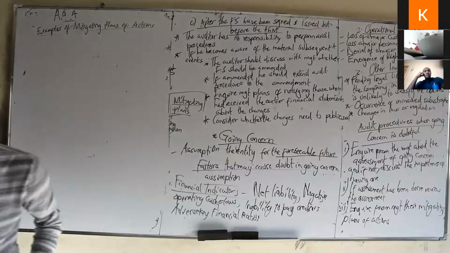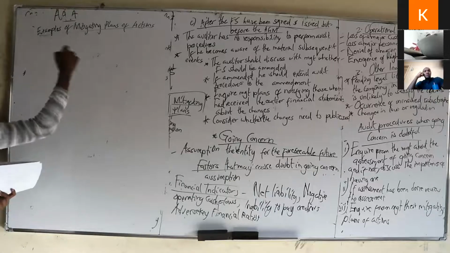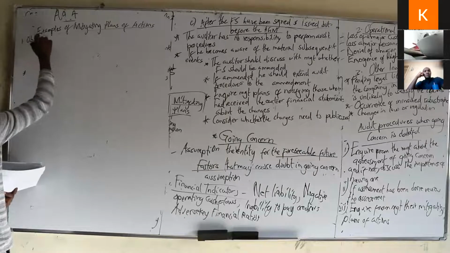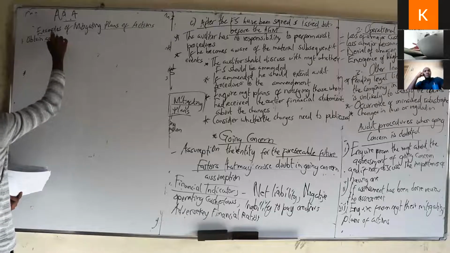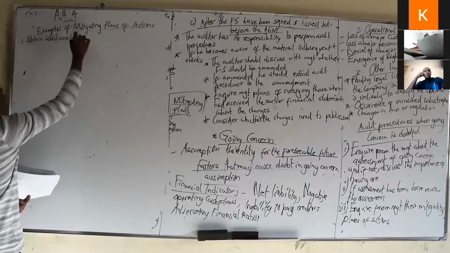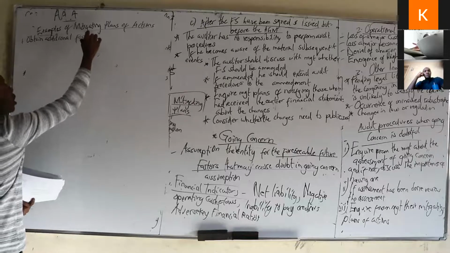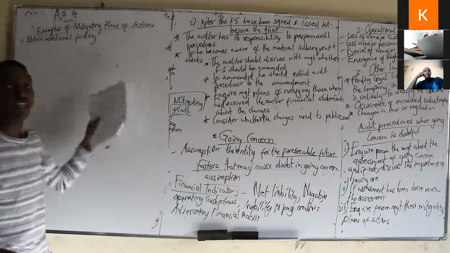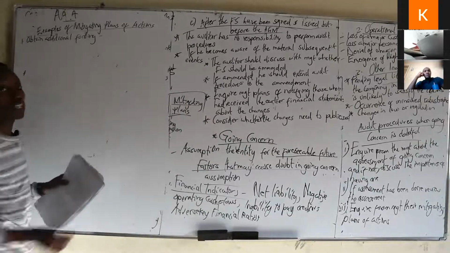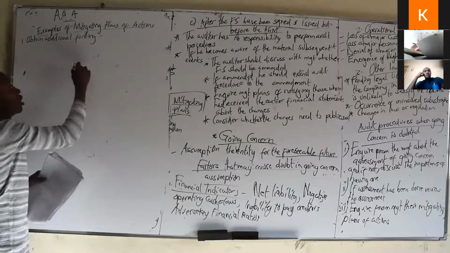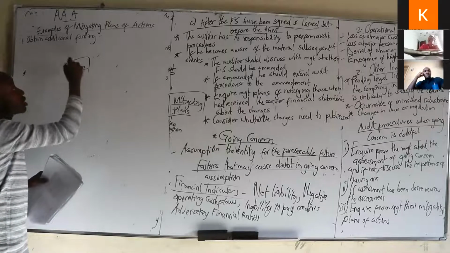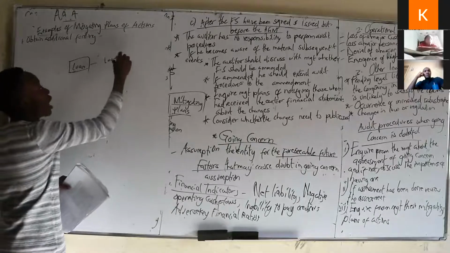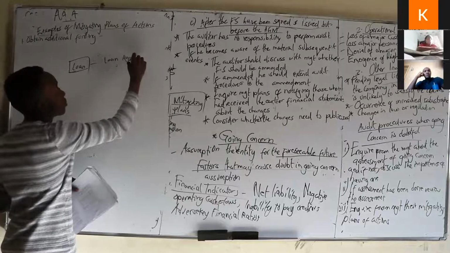So for example, they can obtain additional funding. Now you as an auditor, once you know that they are obtaining this additional funding, you have to carry out procedures on the same. For example, if it is a form of a loan, we said when auditing this kind of item, the borrowing, one, you will review the loan agreements.